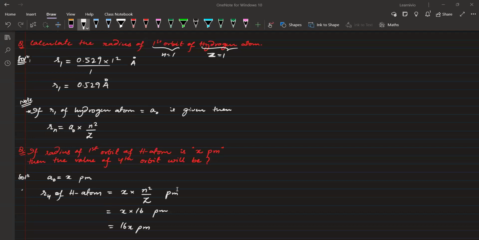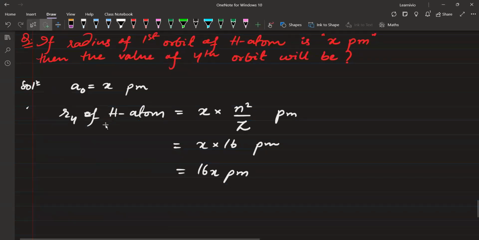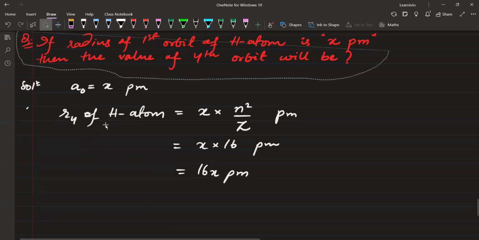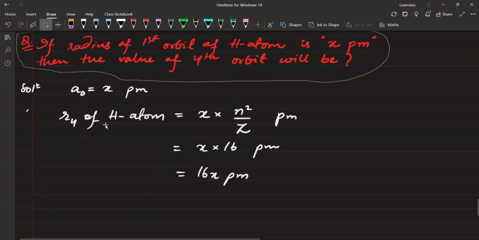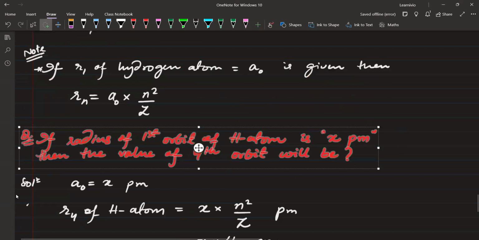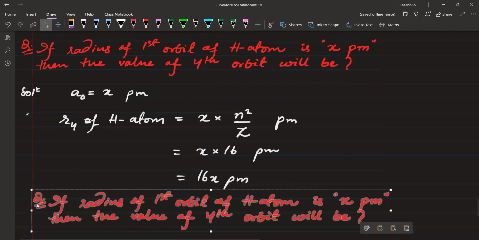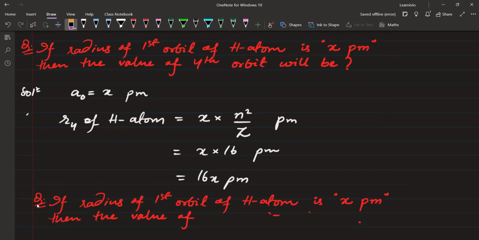Now you can write the next one. The starting is the same. Write it down: if the radius of the first orbit of hydrogen atom is X picometer, then the value of, and change a little bit after that, the starting is the same, let us suppose the third orbit of lithium atom. The value of the third orbit of lithium atom.